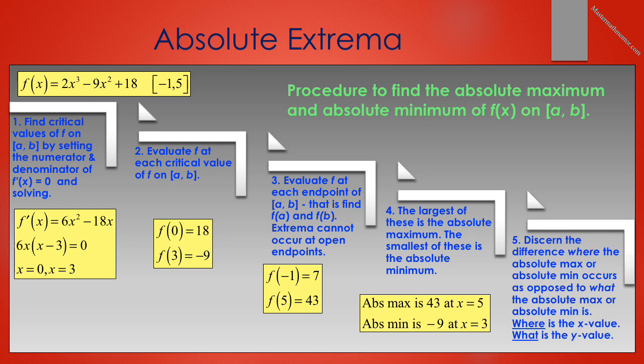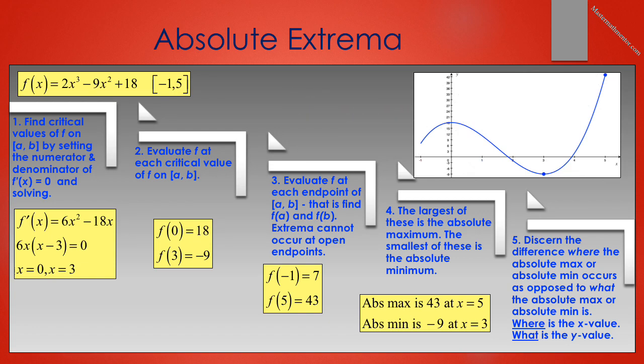It is important to answer the question that is asked. Discern the difference where the absolute max or absolute min occurs, as opposed to what the absolute max or absolute min is. Where is the x value? What is the y value? So in this case, we would say that the absolute maximum is 43 at x is equal to 5. The absolute minimum is negative 9 at x is equal to 3.